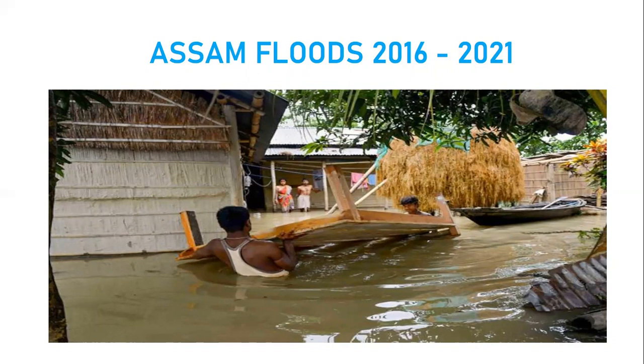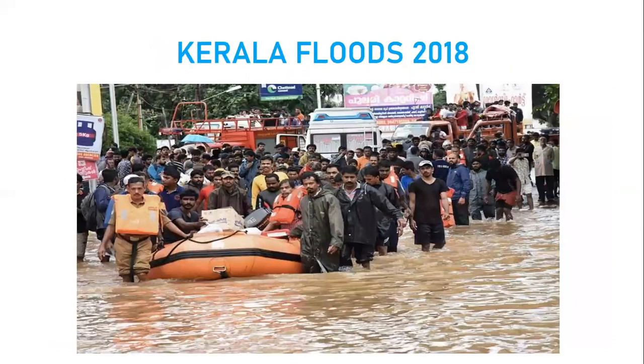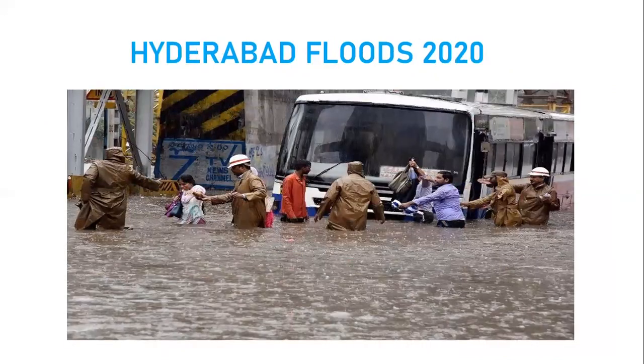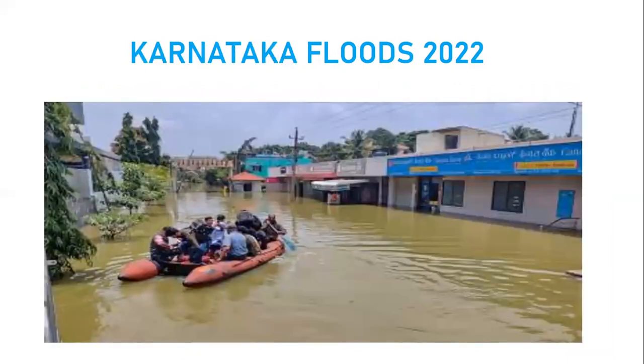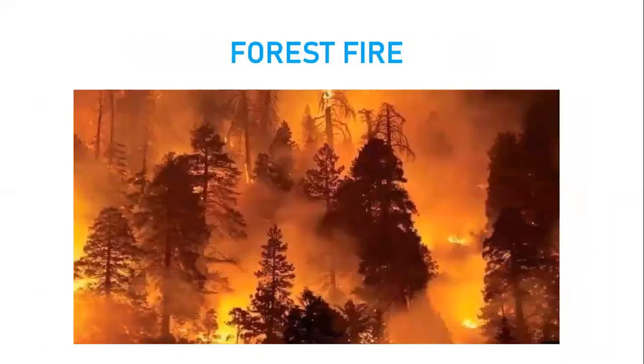Then Kerala floods 2018. This is the worst flood to hit Kerala in over a century, and caused an economic loss of around 4 lakh crores and the death of 483 people. In the Hyderabad floods 2020, in the month of August, a classical example of urban flooding, resulted in the death of 80 people. The Karnataka floods 2022 or Bengaluru floods 2022 is also an example of urban flooding and caused the death of 73 people.